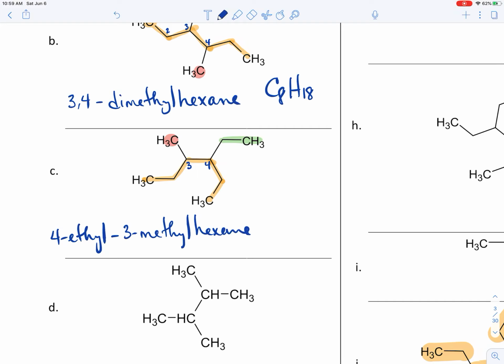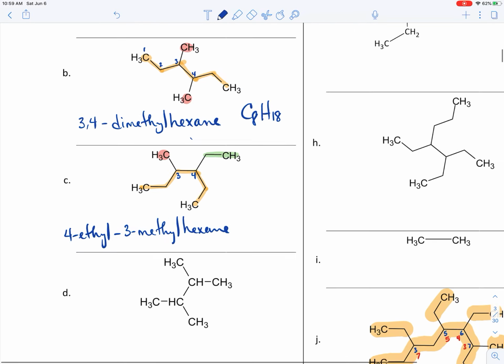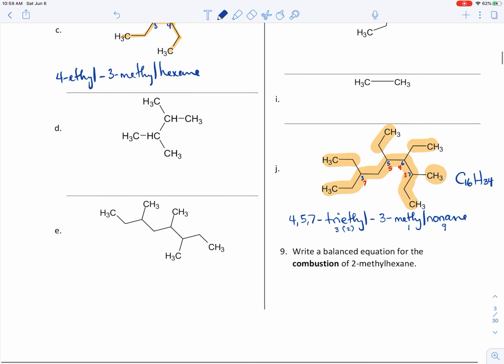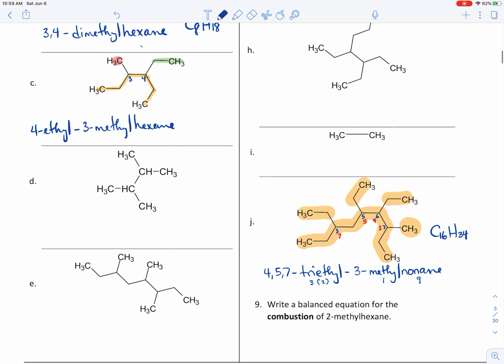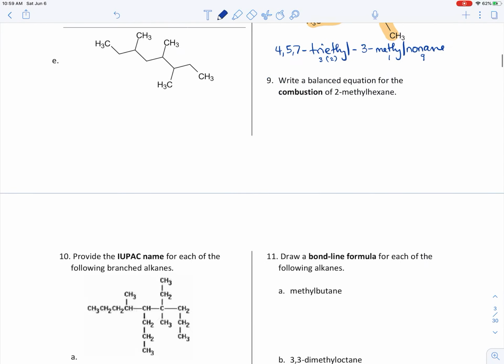And technically, methylhexane should be one word, just like up above, dimethylhexane is all one word. All right, so there's a couple of examples. I'll leave you to finish that off. We did part J in class together already.